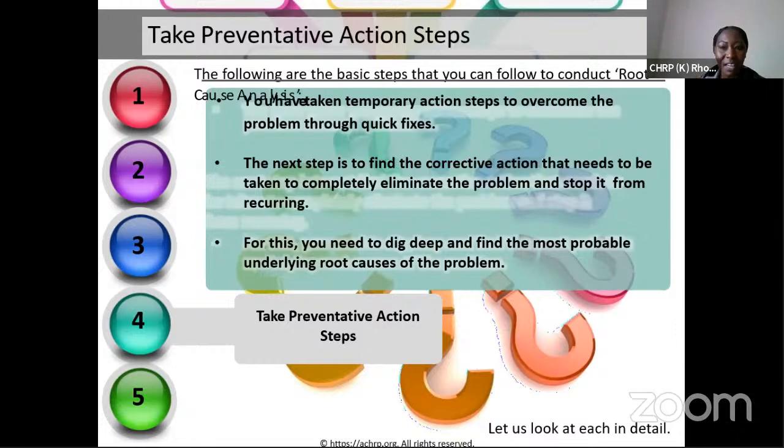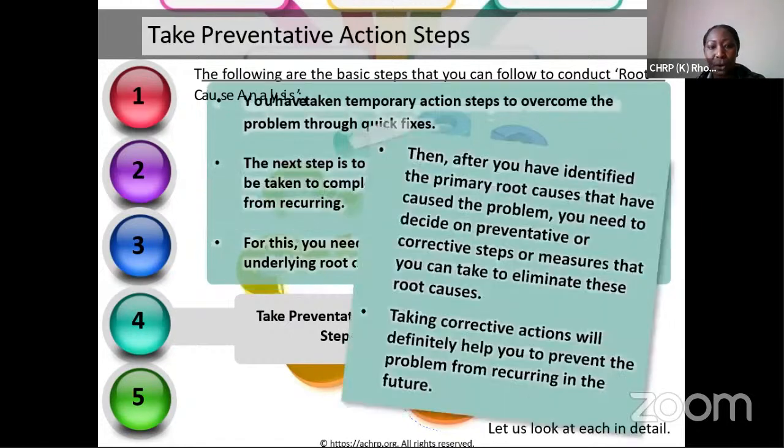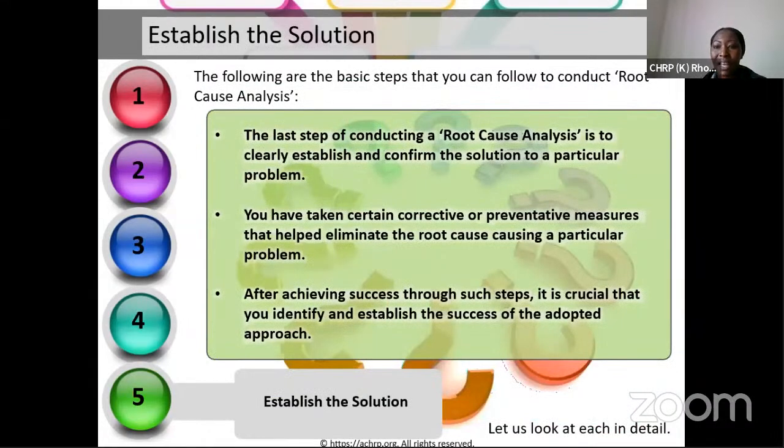So after you have done that, you've had your quick fixes, then you have to take the preventive action steps, which are now more permanent, and you go into the deep and find the most probable underlying root cause of the problem and create solutions. Then we say corrective actions will definitely help you to prevent the problem from recurring in future. And finally, once you have had the temporary fixes, now you have the core fixes again, then we need to entrench that. Entrenchment of the solution into the system.